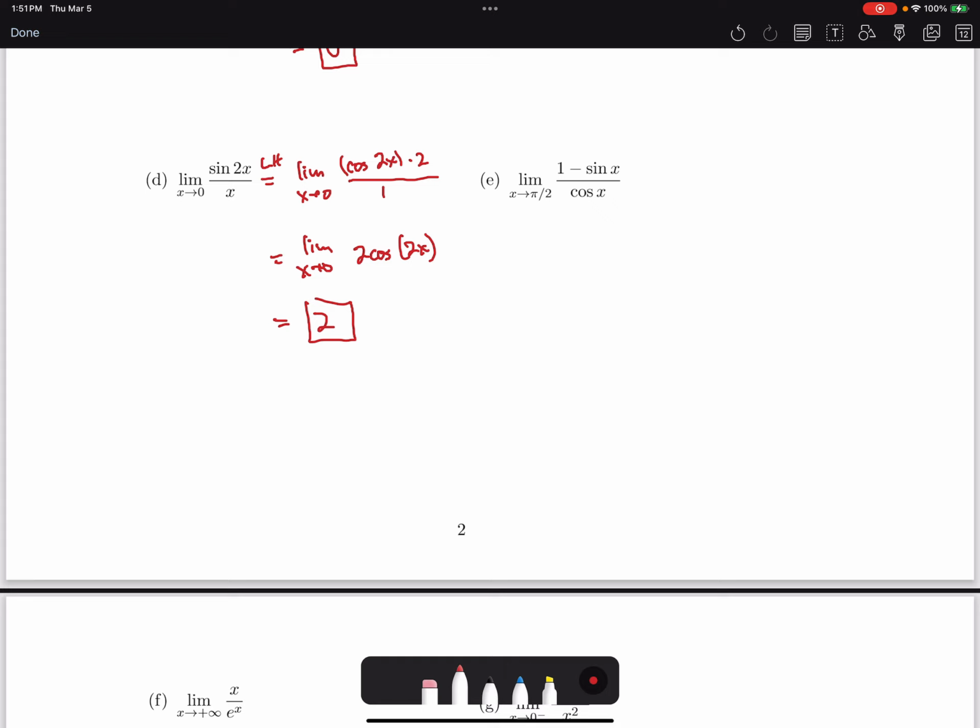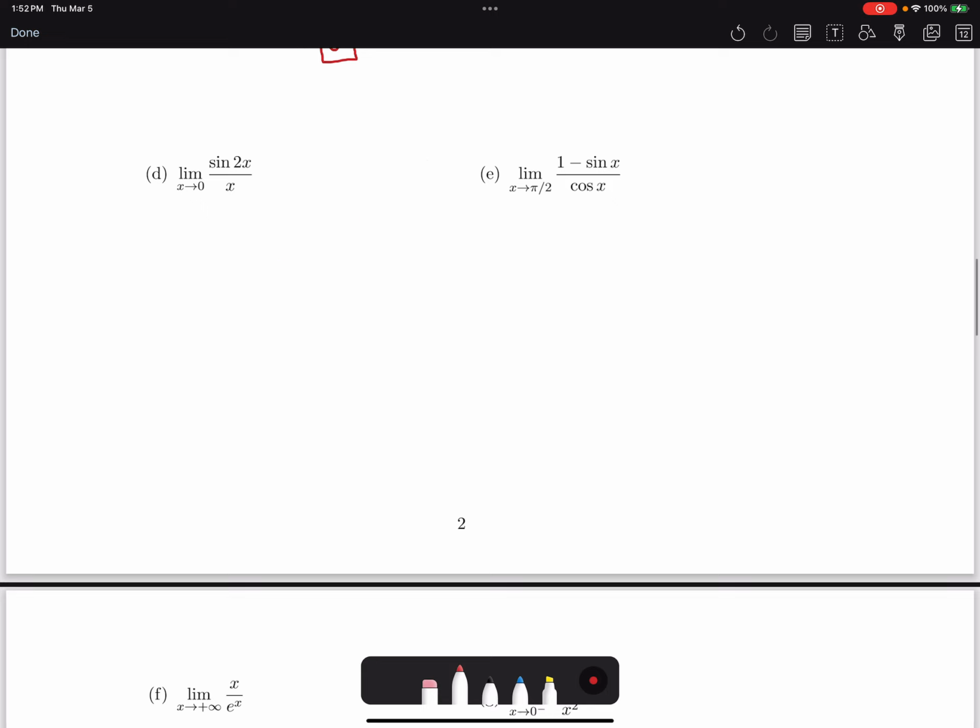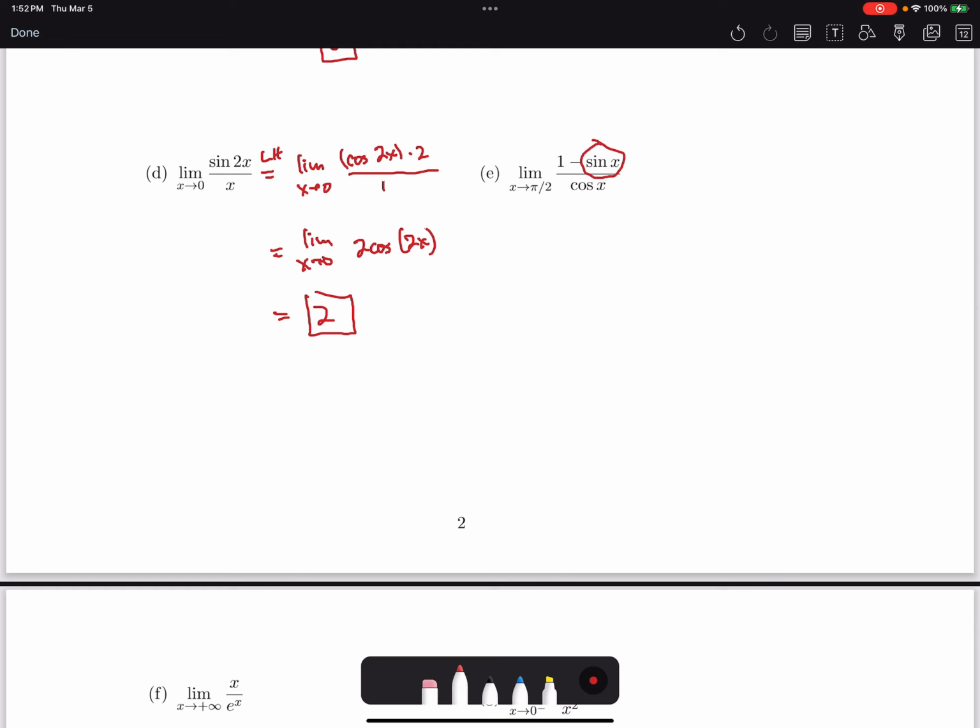Okay. Well, let's look at part E. So we've got limit as x approaches pi over 2 of 1 minus sine x over cosine x. Well, let's see. If we plug in pi over 2, sine of pi over 2 is 1, and 1 minus 1 is 0. So we do indeed get a 0 in the numerator. When we plug in pi over 2 to cosine x, cosine pi over 2 is also 0. So this is another 0 over 0, which means we can apply L'Hopital to this.